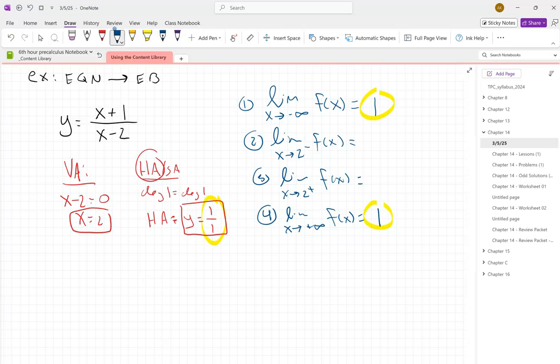So what I want to do is I want to look at x approaches 2 from the left. So I'm going to look at x equals 1.9 and then x equals 1.99, and see if the y value is going up or going down as I get closer to 2.